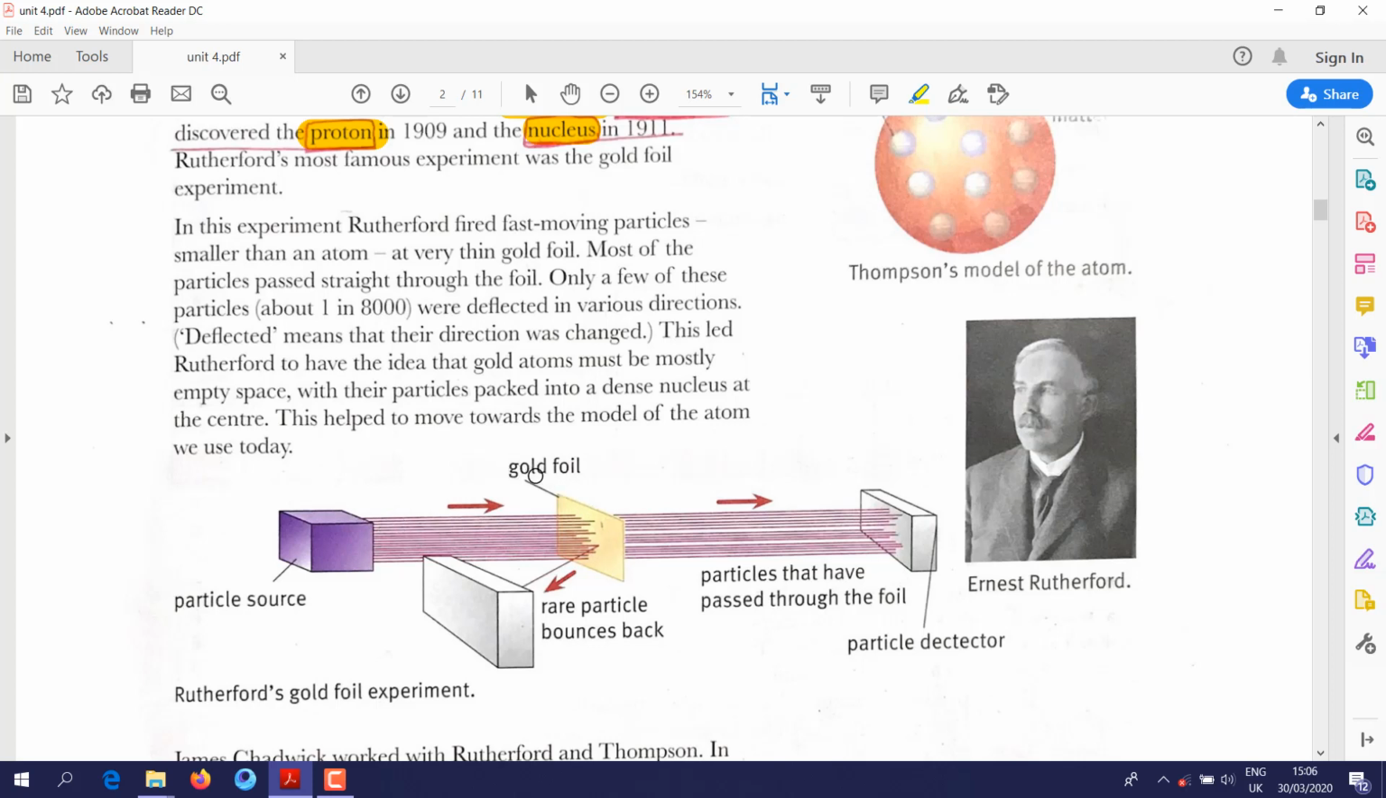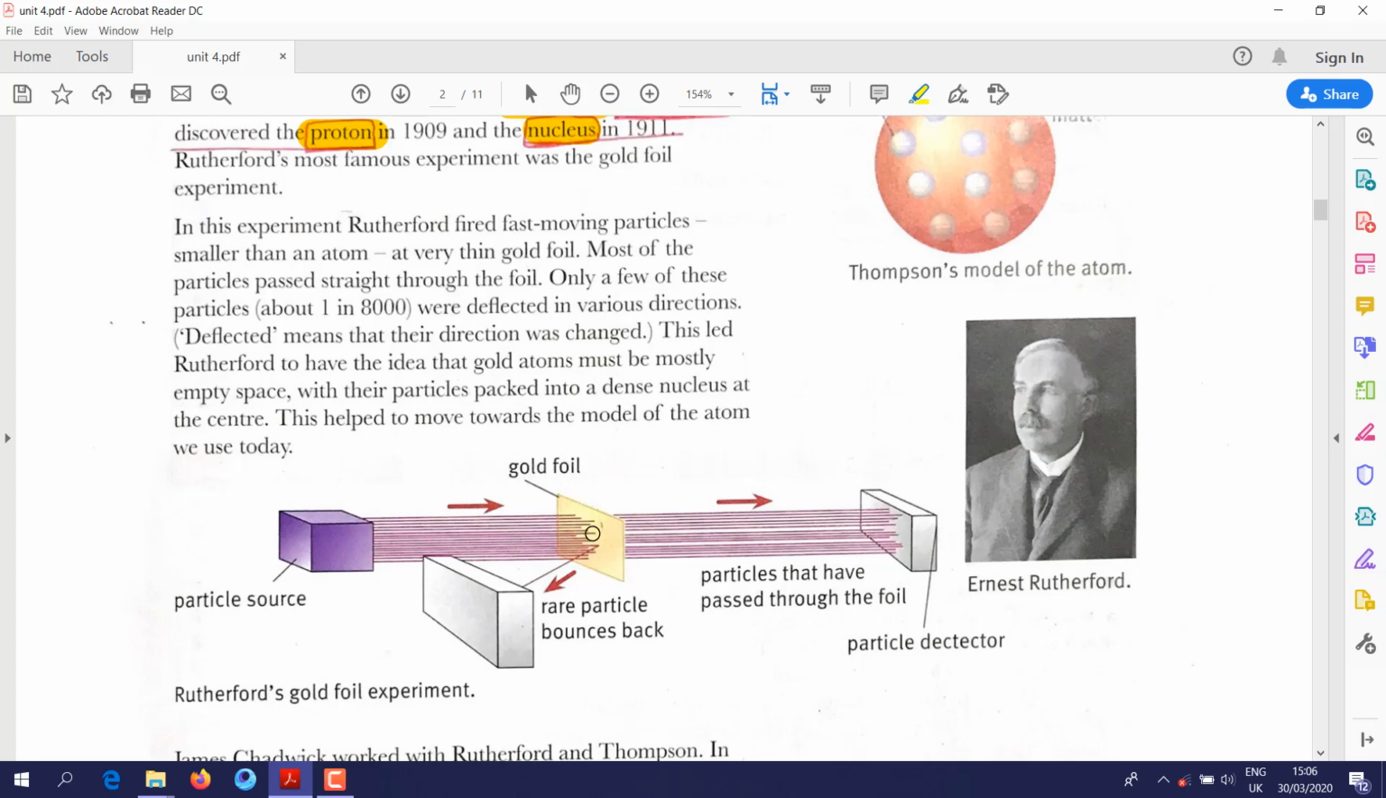Then here we have gold foil. It's made up of atoms, gold atoms. And here we have a particle detector. What he did, this particle source, it gives the particles. When these particles are going through the gold foil, some of these particles will hit the protons. When it hits the protons, it will stop.